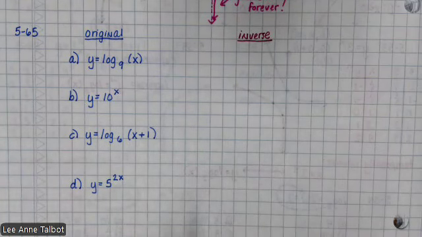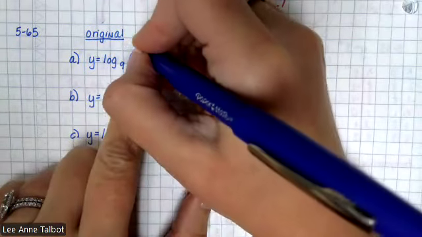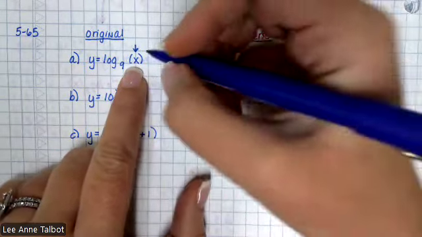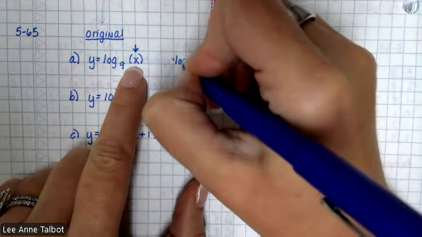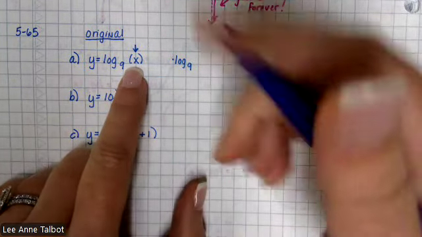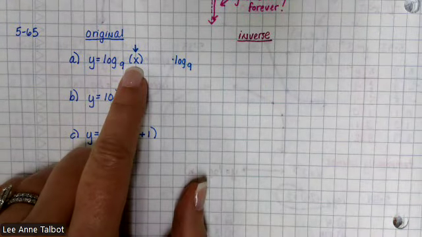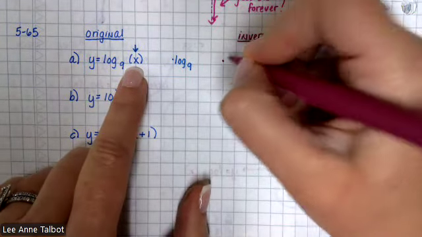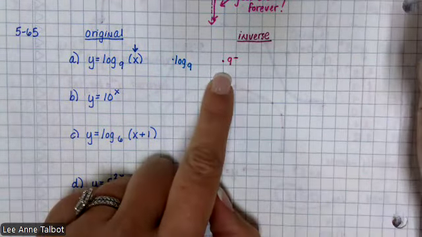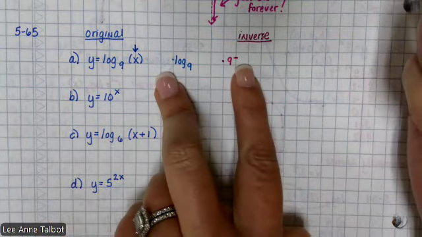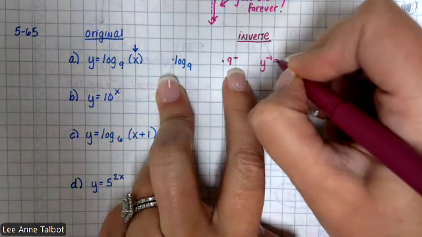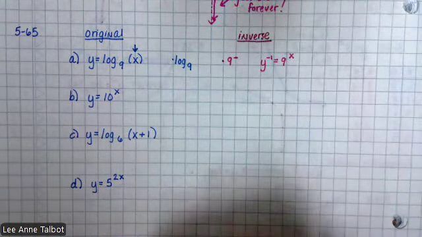Okay, here we go. When I plug a number in here for X, there's only one thing that happened to it: log base 9. That's it. How do I undo log base 9? 9 to the power. These two things undo each other. So that means the inverse is 9 to the X.